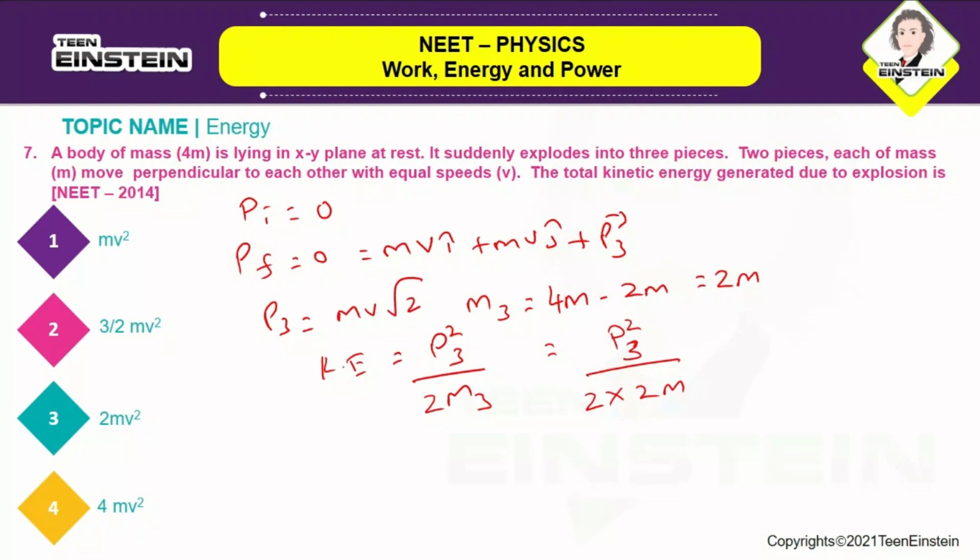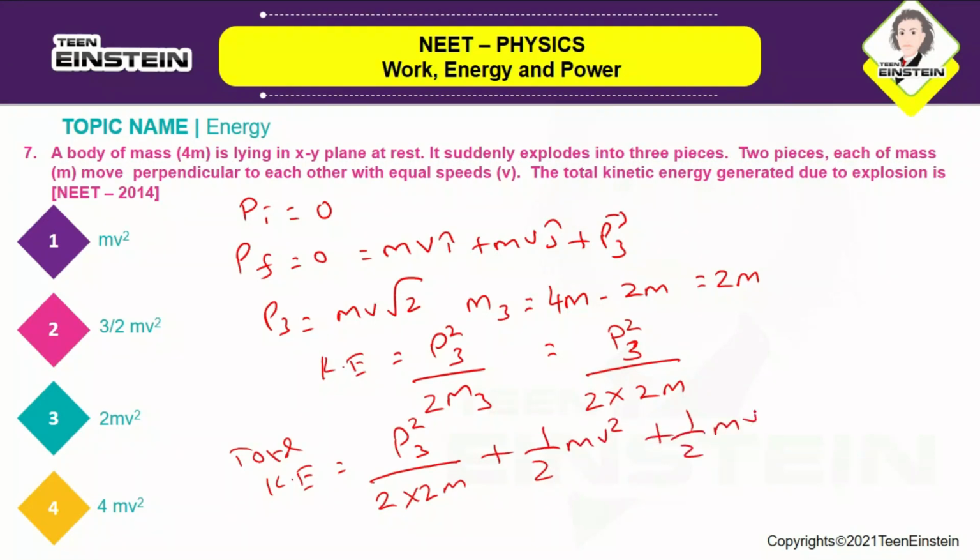So the total kinetic energy is given by p3 square by 2 into 2m plus half mv square plus half mv square. If you solve this, you will get 2m square v square by 4m plus mv square. Solving again, you will get 3 mv square by 2. So the total kinetic energy generated during the explosion is 3 by 2 mv square. So the correct answer is option number 2.